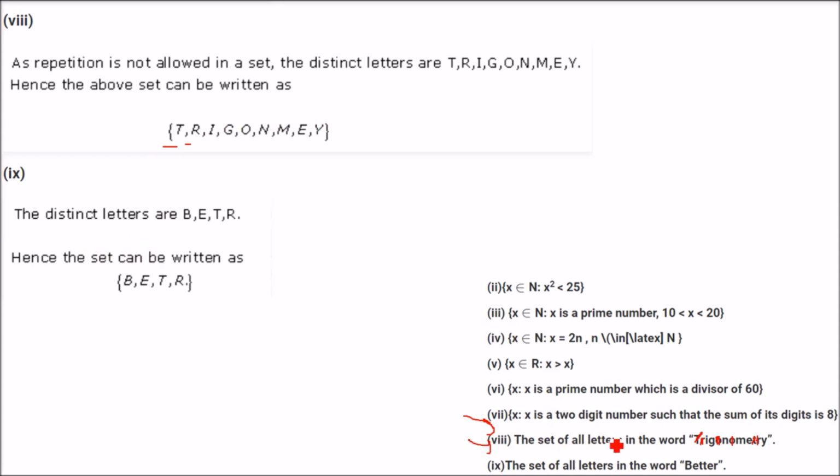Then the set of all letters in the word better. So I'll just take again B-E-T-T-E-R. So B I'll take, E is twice, so I'll take E as 1. Then T is twice, we take T as 1, and R as 1. So B-E-T-R. This is the set.